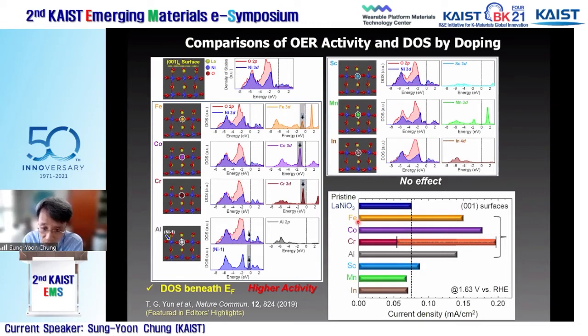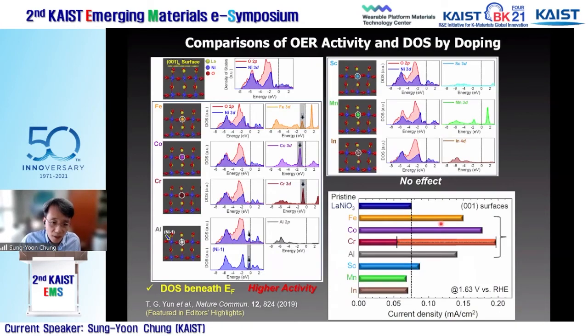As you can see in this graph, the activity of the iron, cobalt, and chromium doped samples is more than twofold higher than that of the pristine ruthenium nickel sample. But for the scandium, manganese, and indium doped samples, the activity is almost the same as that of the pristine ruthenium nickel oxide. This is a very nice example to explain the correlation between the density of states, the composition, and the activity.